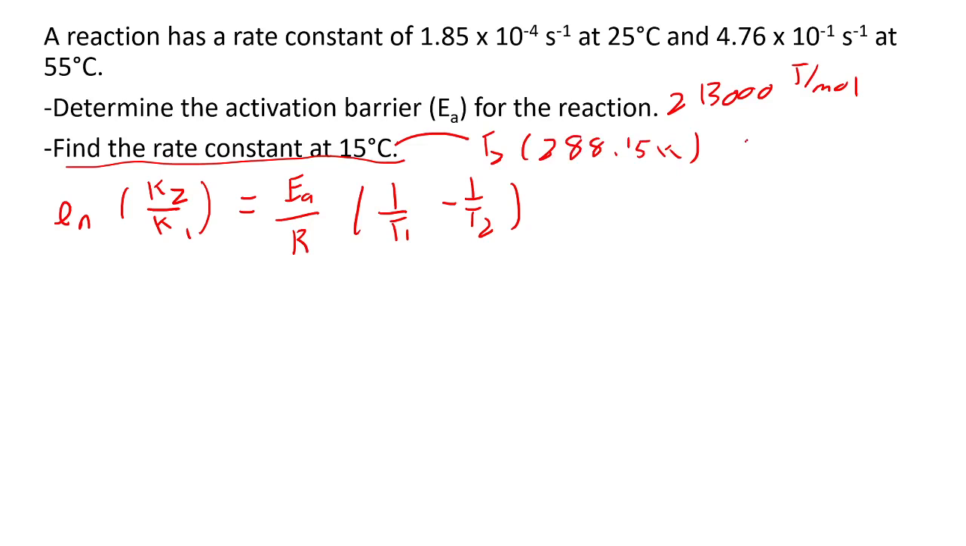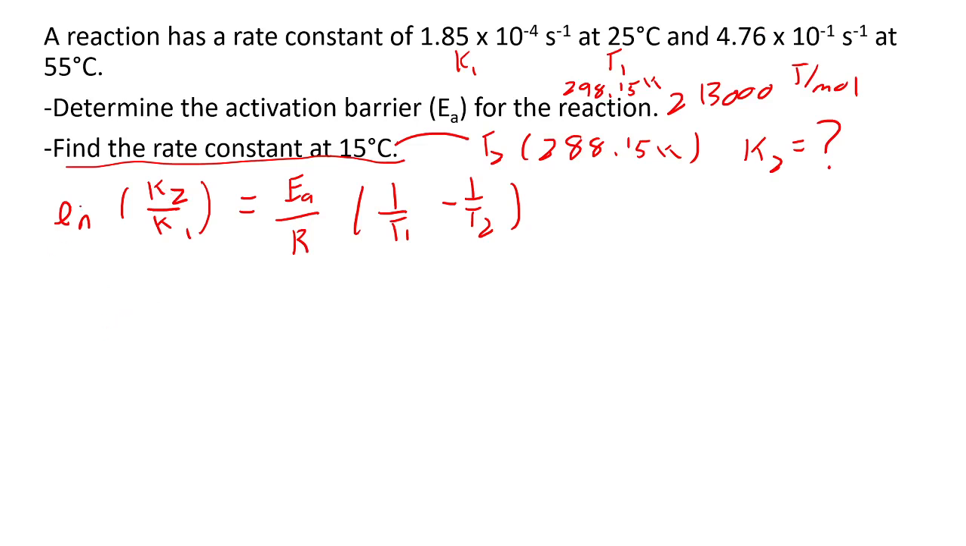And so we're looking for K2. That's what we don't know. Now you can choose either of the top numbers to be K1 and T1. It doesn't matter. So I'm going to make this K1, and I'm going to make this T1, which was 298.15 Kelvin. You could have made it the other number. Just be consistent. So now we need to solve for the K2 in here.